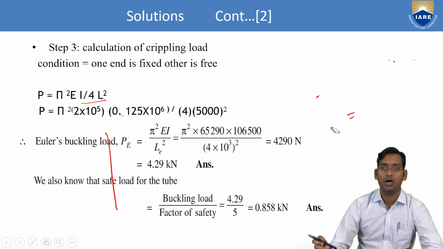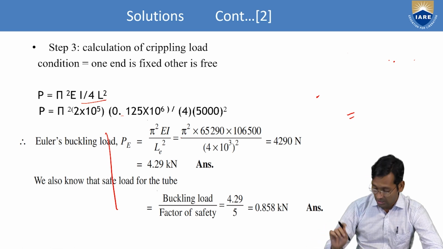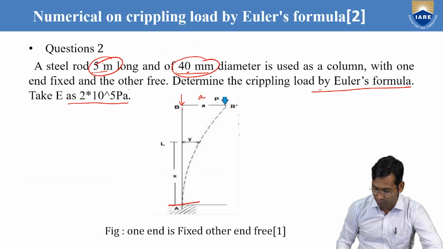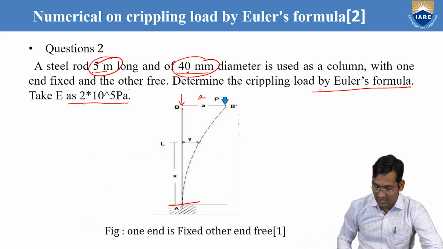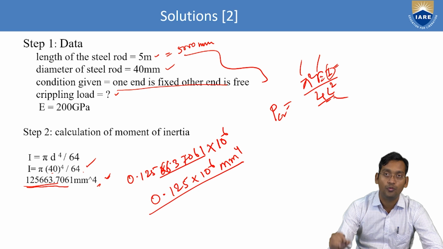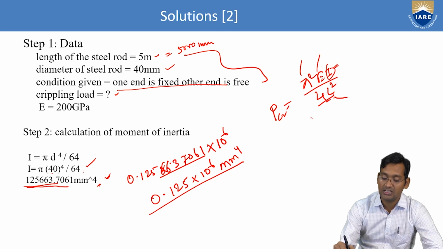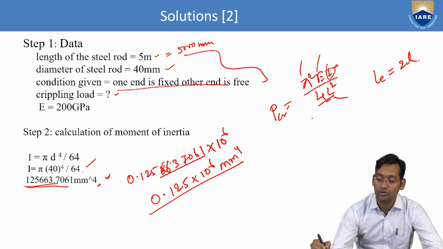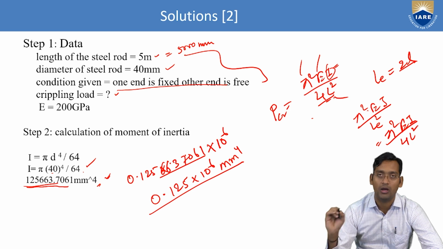Now it is clear how to find the crippling load by Euler's formula and by Rankine's formula. You just have to remember the condition. See the difference: in the previous case we used pi square EI by L square, but now we used pi square EI by 4L square. That is the difference, based only on the condition. In this case one end is fixed and the other end is free, and LE is equal to 2L. The formula is P equals pi square EI by LE square, so with LE as 2L it becomes pi square EI by 4L square.